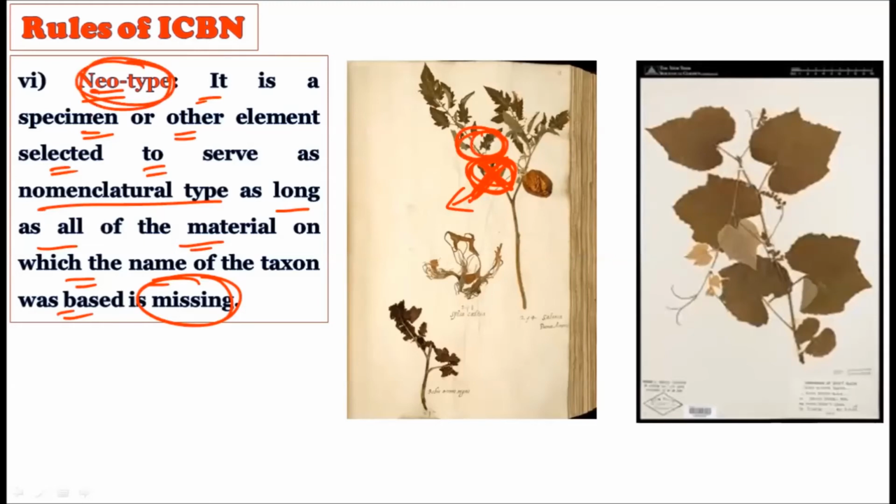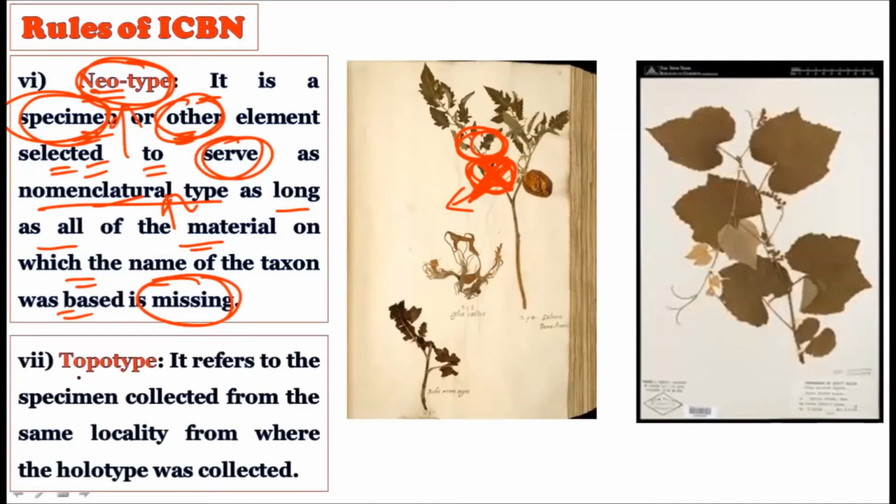So what is the neotype? It is a specimen or other element which is selected to serve as a nomenclatural type. We select it to serve as a nomenclatural type if the original material on which the nomenclatural type is based is missing. Then in such a condition that plant material is called a neotype.